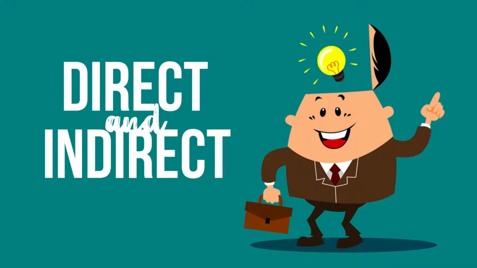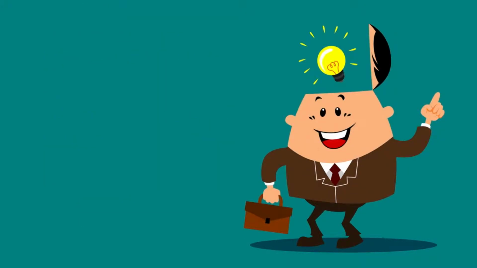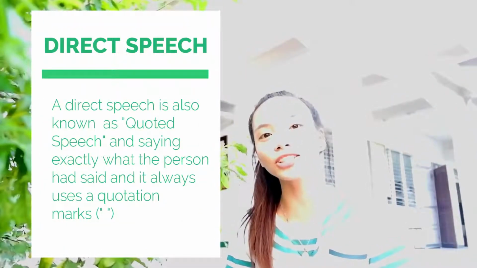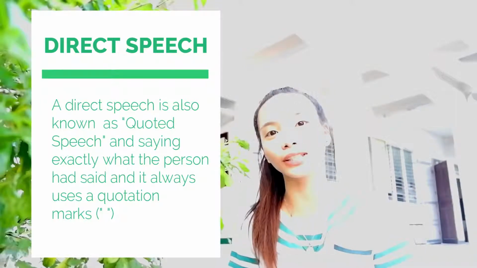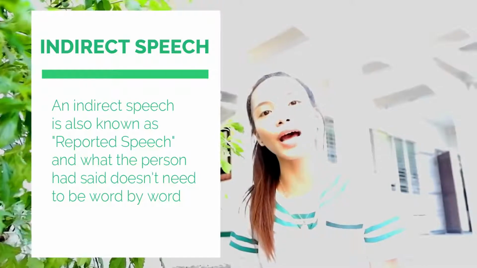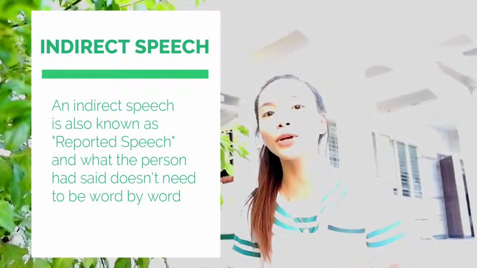Learn English: direct and indirect speech. Direct speech is also known as quoted speech, saying exactly what the person has said, and it always uses quotation marks. However, indirect speech is also known as reported speech, and what the person said doesn't need to be word by word.